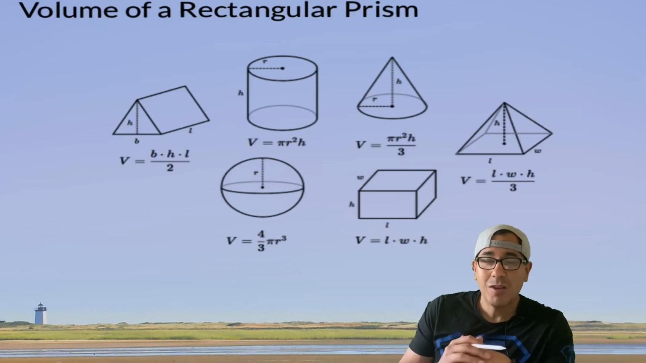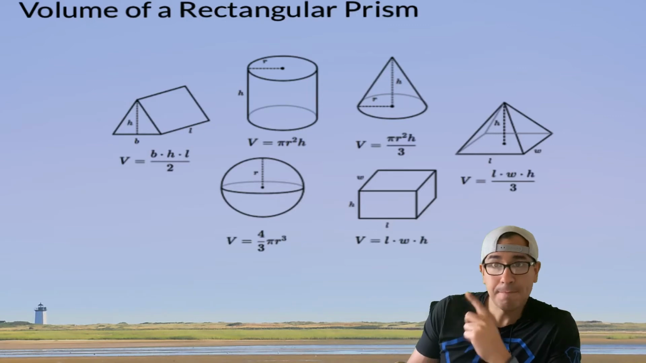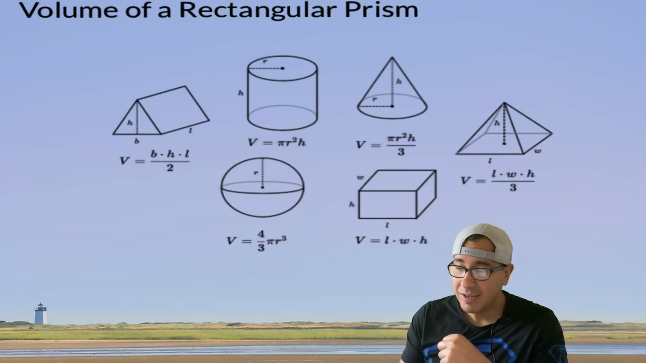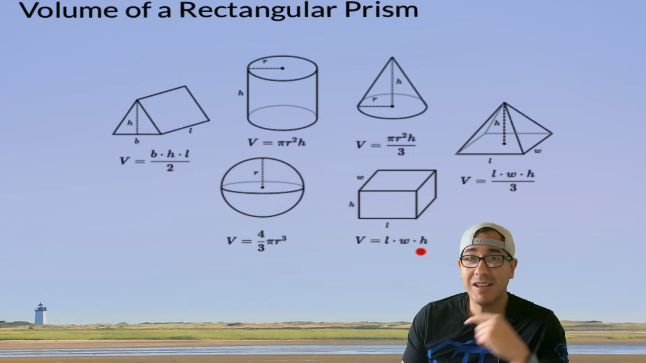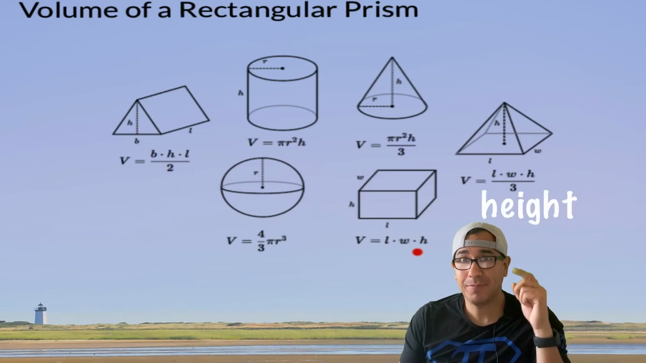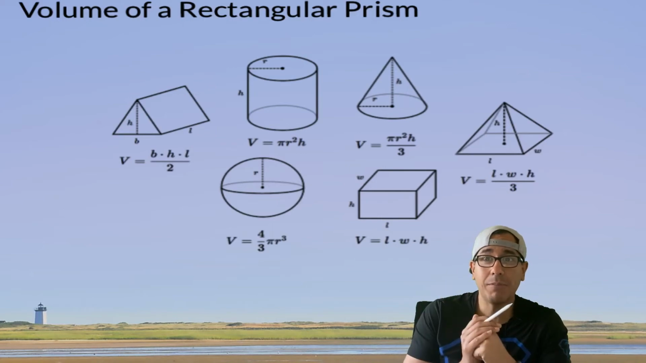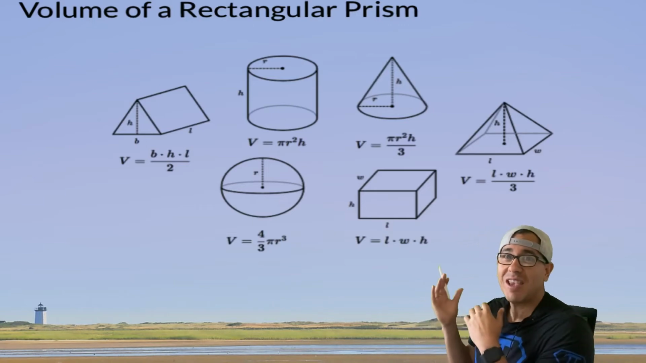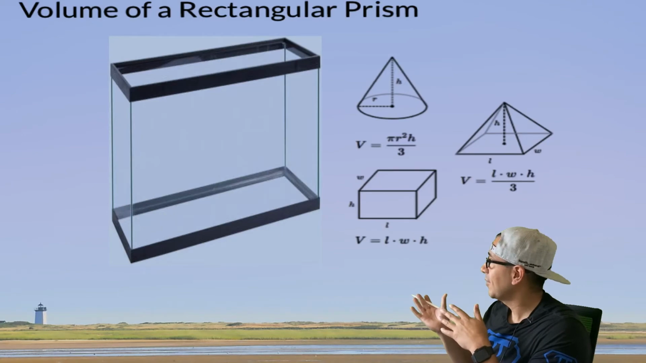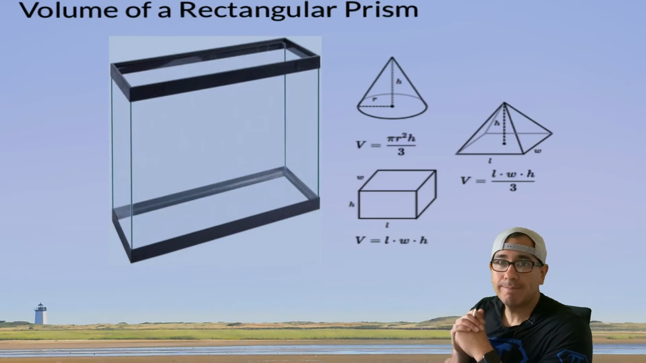All right, so what we're gonna need is we're gonna need the length, we're gonna need the width, and we're gonna need the height, all right, of that rectangular prism, whatever it may be. All right, so let's go ahead and let's talk about this fish tank right here. All right, it had a fish, but we got hungry.